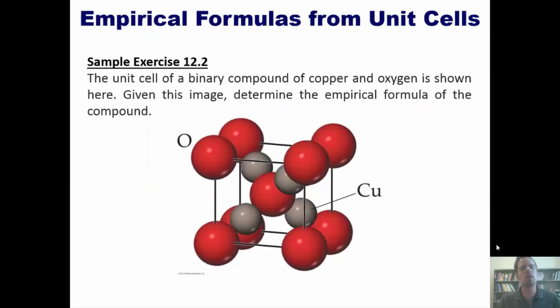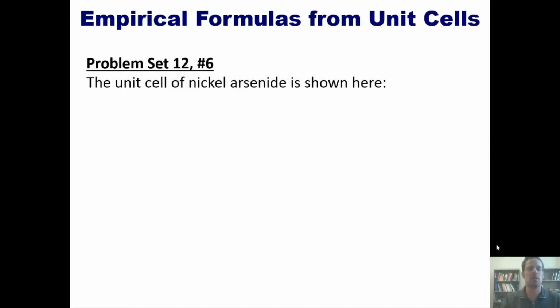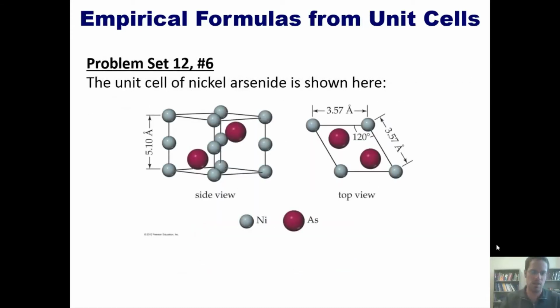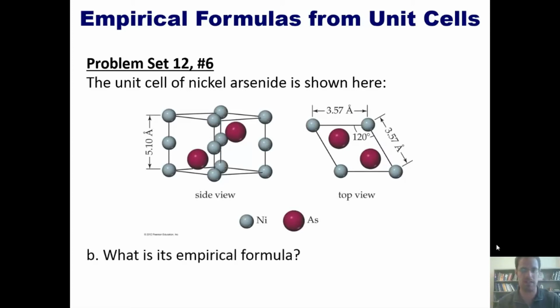That takes us to a wonderful example question. The unit cell of a binary compound of copper and oxygen is shown here. By looking at this image, please determine the empirical formula of the compound. Now, I'm not going to show you the answer here, but I will post a link to a separate video in which I do. And next, the unit cell of nickel arsenide is shown here. Once again, using the same approach we've just delineated, please tell me what the empirical formula is for this nickel arsenide compound.